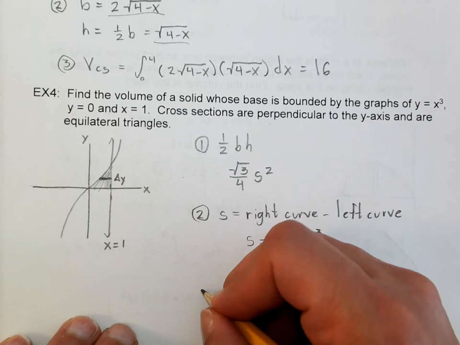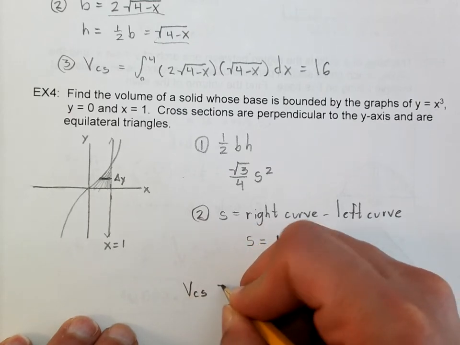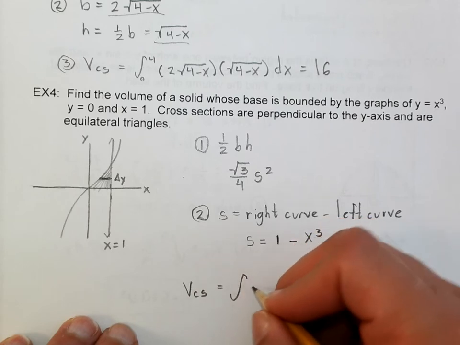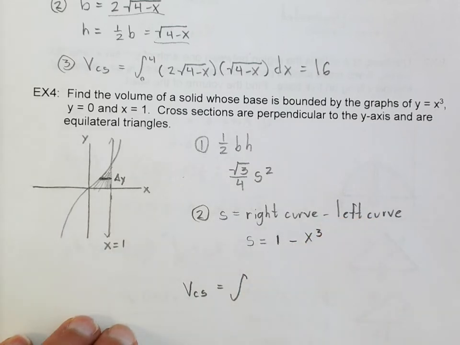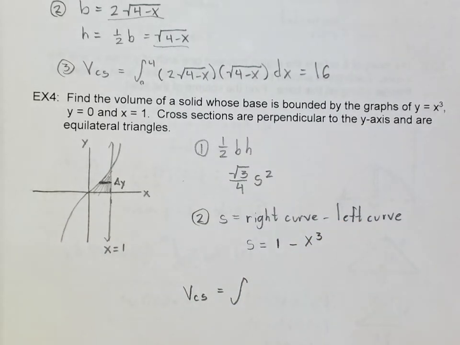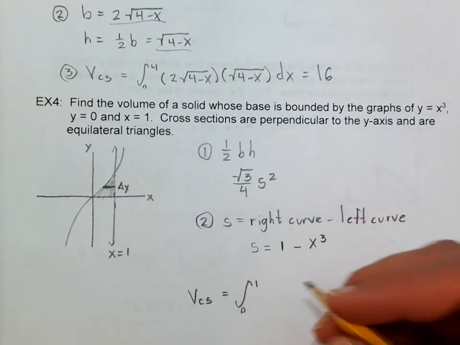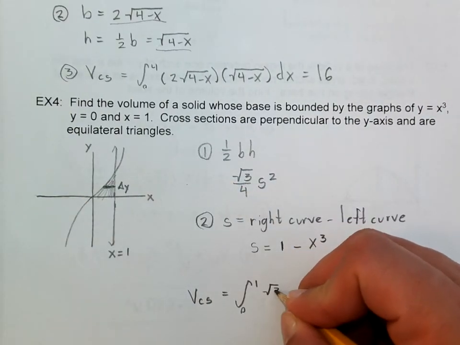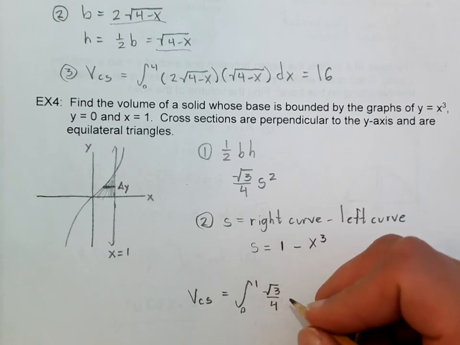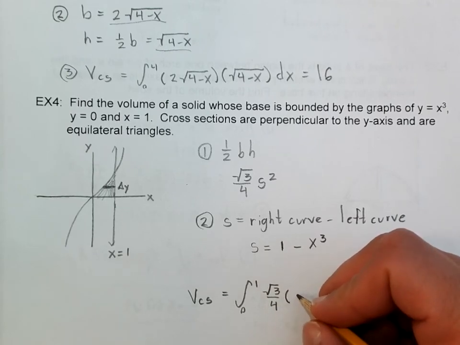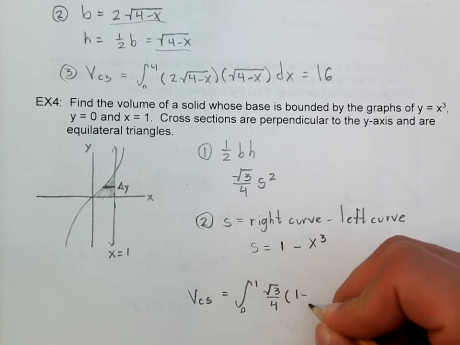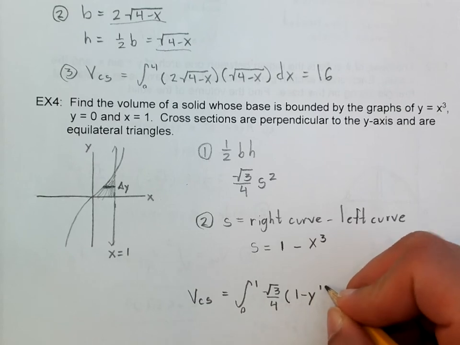If you go ahead and find the volume of the cross section, that's going to be equal to the integral between 0 and 1. Notice that again, I'm going to find many areas of many different triangles, and that's what the integral does for me.